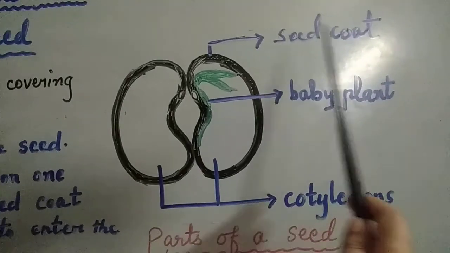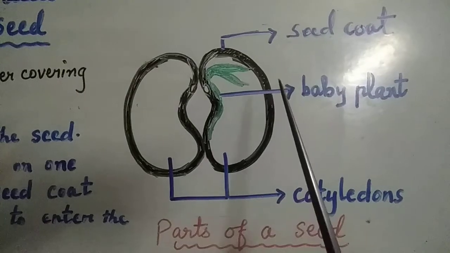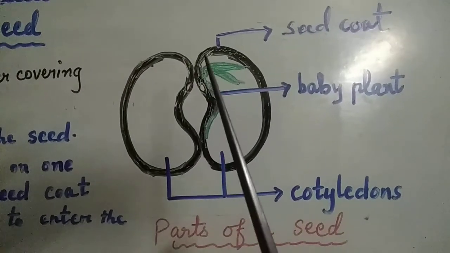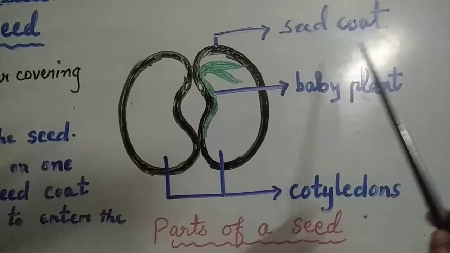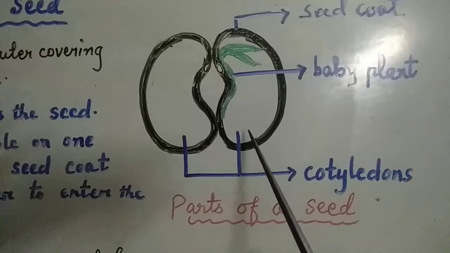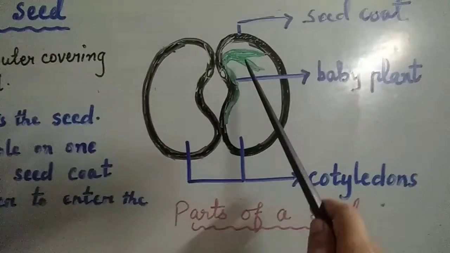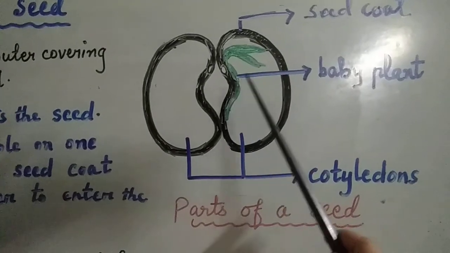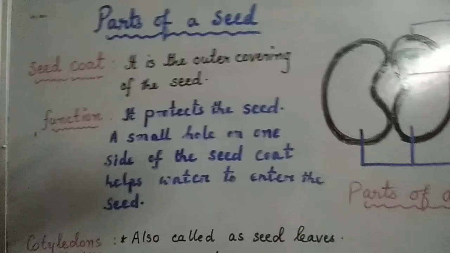Okay, so this is the diagram of a seed where the topmost layer or the outer covering of the seed is called the seed coat, and then we have the cotyledons, which is also the fleshy part of the seed, and also there is a baby plant that is found inside the seed. Now we will see that in detail.